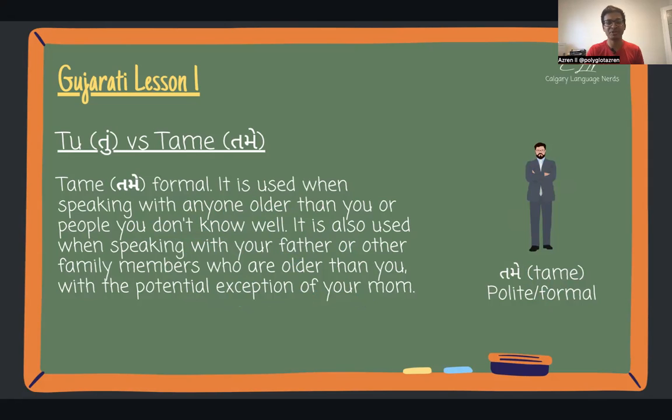Okay. So as a recap, two different words for you in Gujarati. Tu, which is informal or casual. Tame, which is more polite or formal.